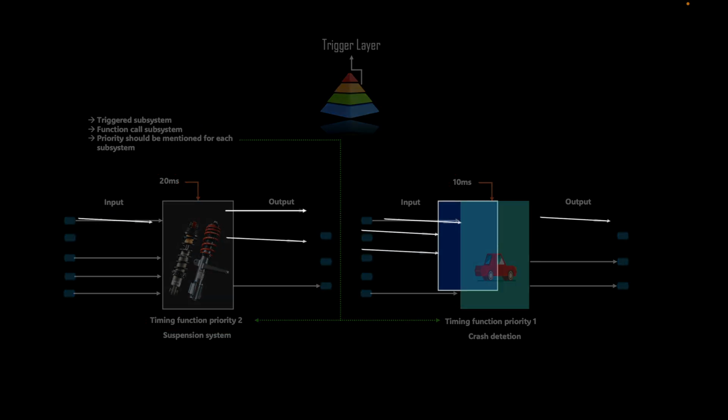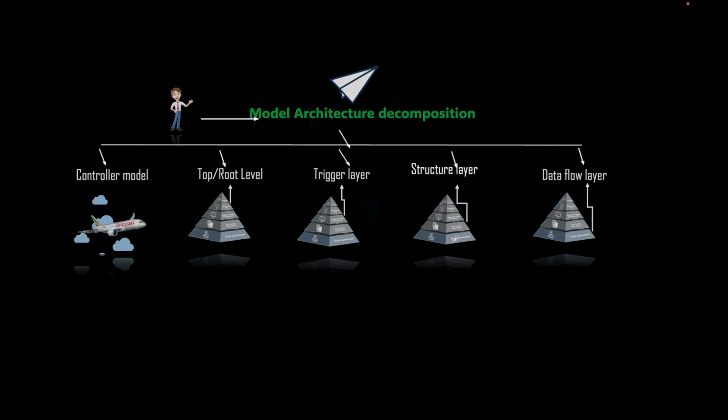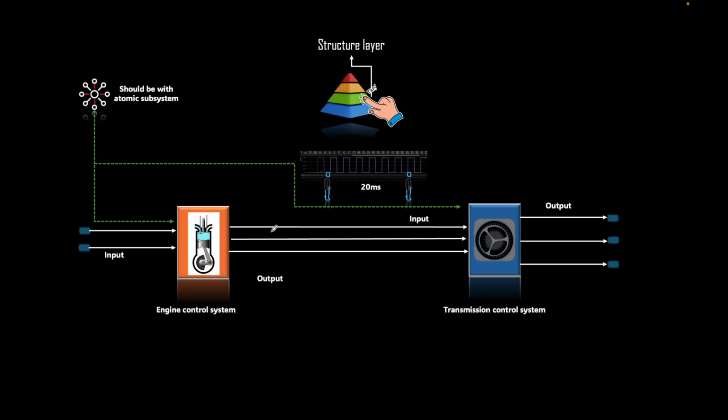Now let's go to the next layer. We have now covered the root layer and the trigger layer. Now let's jump into the structure layer. In the structure layer, for example, if we have two systems that will be interacting, both of the systems will have the same sample time.